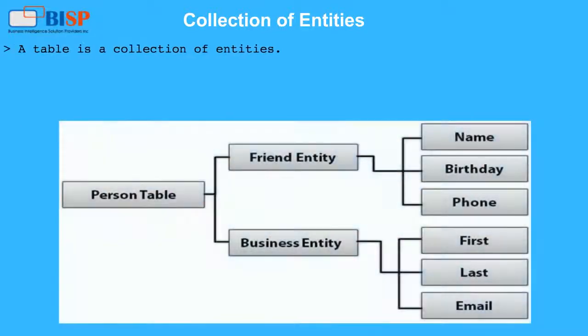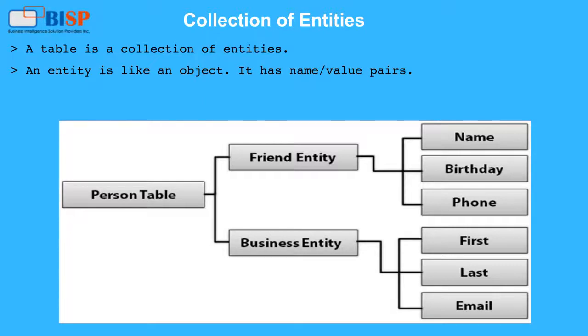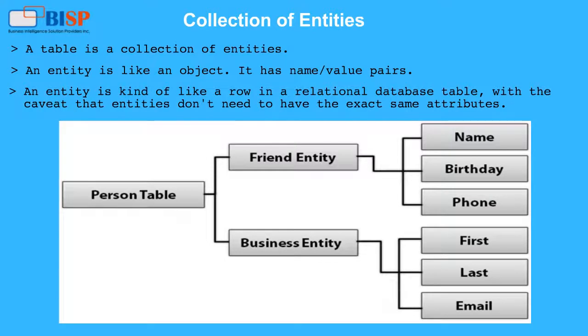Collection of entities. A table is a collection of entities. An entity is like an object. It has name-value pairs. An entity is kind of like a row in a relational database table, with the caveat that entities don't need to have the exact same attributes.